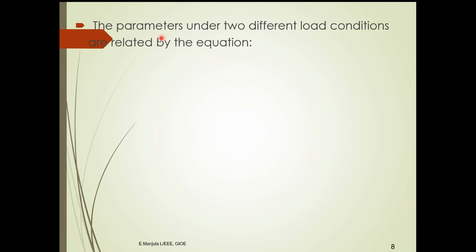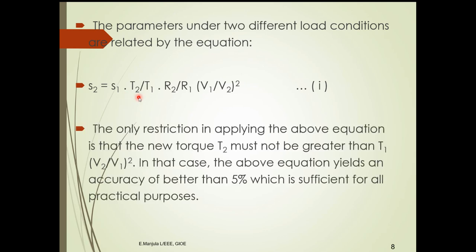So the parameters under two different load conditions are related by the equation S2 equals S1 into T2 by T1 into R2 by R1 into (V1 by V2) whole square. The only restriction in applying the above equation is that the new torque T2 must not be greater than T1, and V2 by V1 whole square.